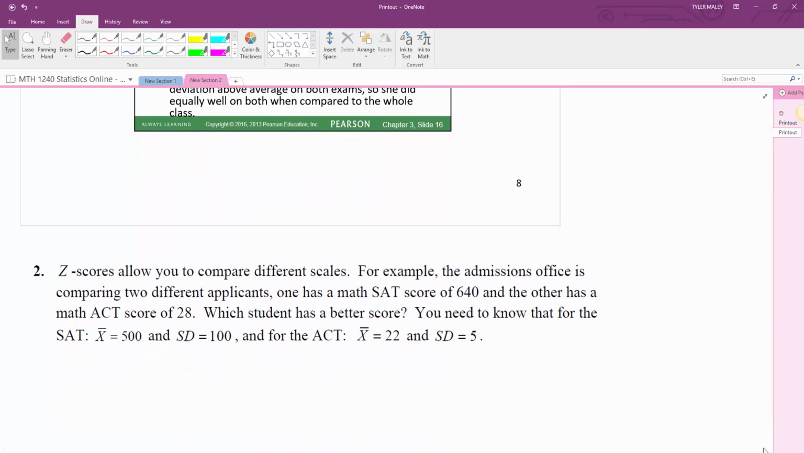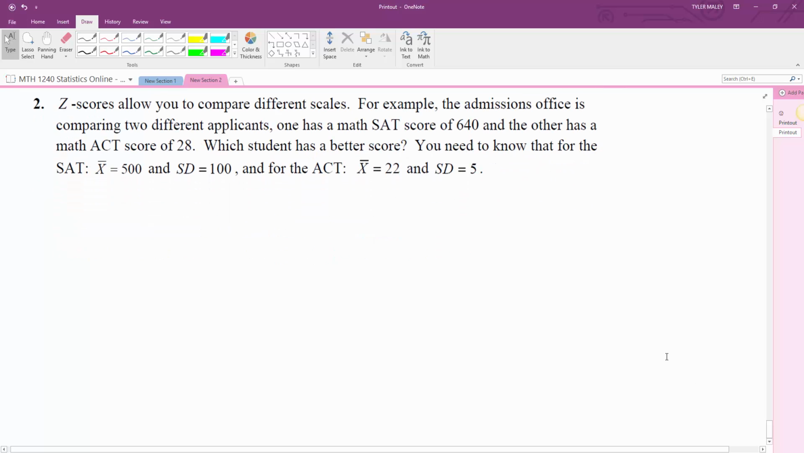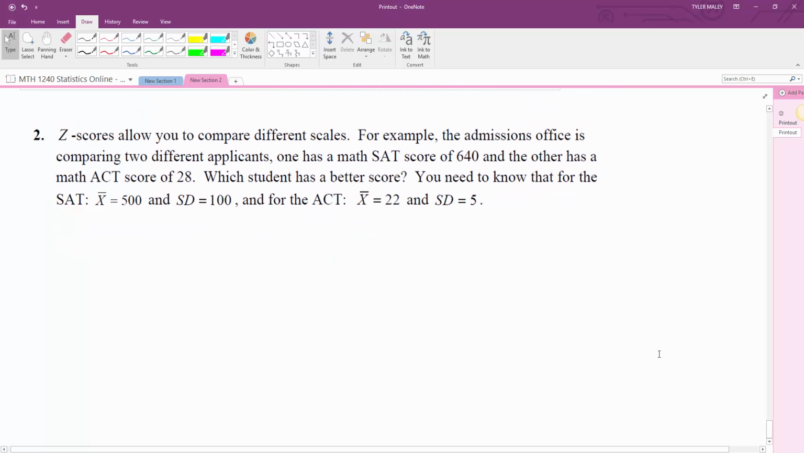So here's another example I want to do. This is a classic example when looking at z-scores, where we can compare things from different data sets. One common use of this is being able to compare ACT and SAT scores, right? So here we're looking at an admissions office, and one applicant has a math score of 640 on the SAT, and the other has an ACT score of 28 on the math. But we want to know who has a better score, right?